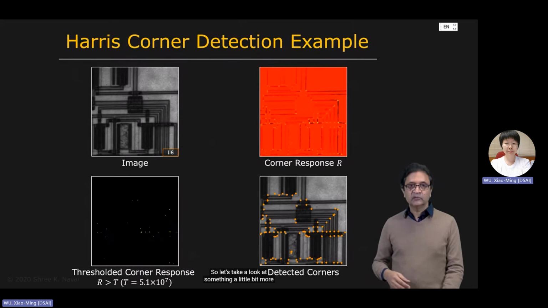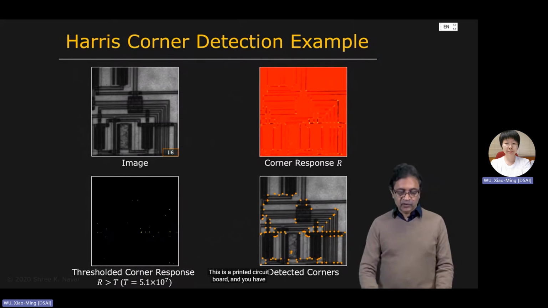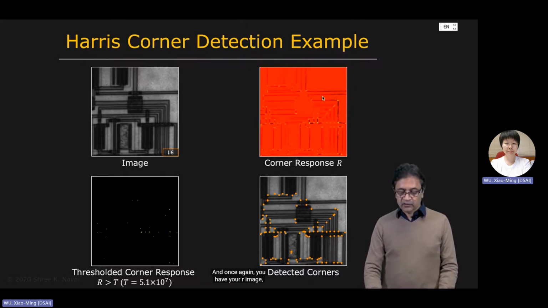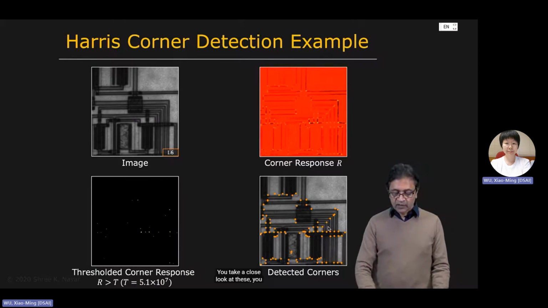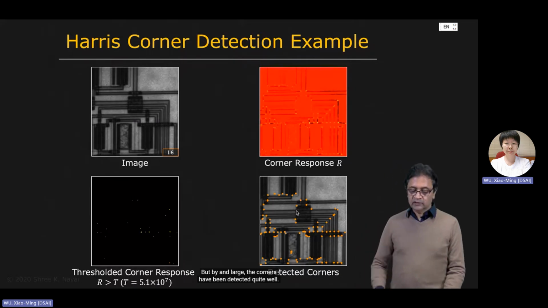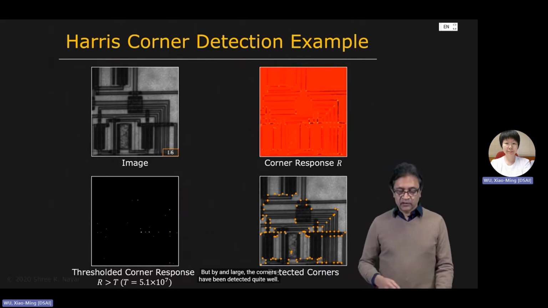So let's take a look at something a little bit more challenging. This is a printed circuit board, and you have lots of corners in this case. Once again, you have your R image, which is computed using the technique we described. This is after thresholding the R image, and then after applying peak detection using non-maximal suppression, you get these corners right here. If you take a close look, you see that we've done pretty well. There are a couple of corners, like this one right here that's missed, and maybe this one right here. But by and large, the corners have been detected quite well.